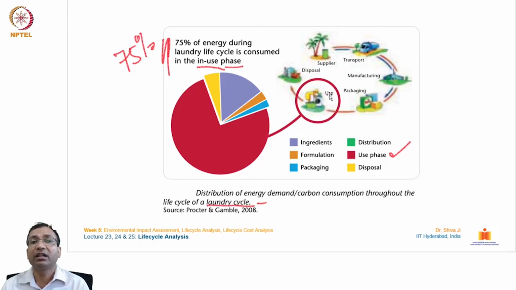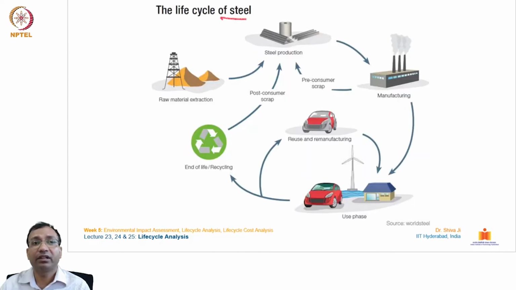We should conduct this LCA, because this LCA gives us the picture of how much embodied energy, how much usage energy, and how much at the end of the life cycle stage is going to create some kind of impact, for example resource consumption, energy consumption, etc. So let's see the next example, the life cycle of steel.